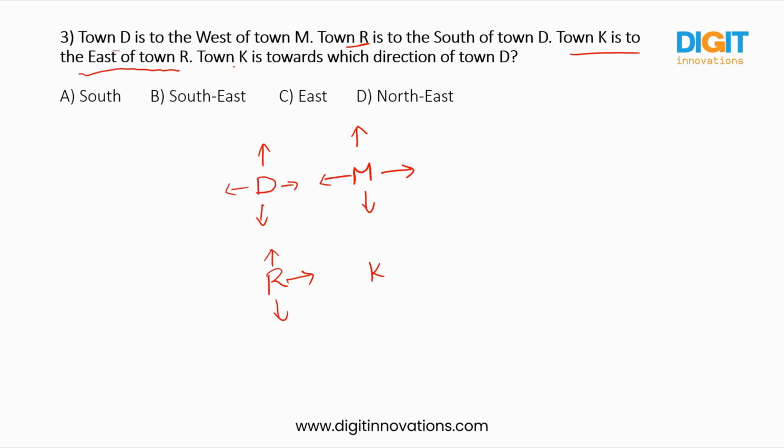Which direction of town K is there for town D? From town D, we have to find in which direction town K is. This is north, this is south, this is east, and this is west. When it comes to this pattern, it would be southeast, this pattern northeast, this pattern northwest, and this pattern southwest. So here it is, and the answer is southwest. I hope you are clear, guys.